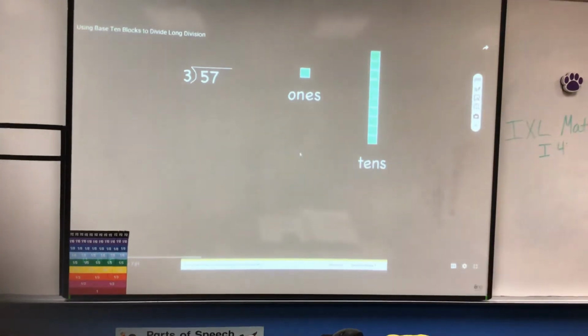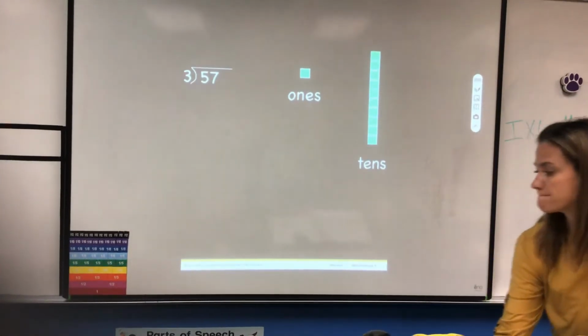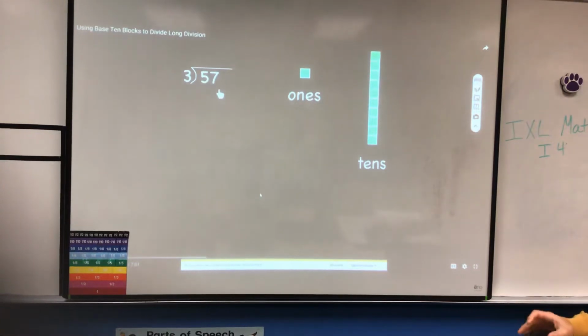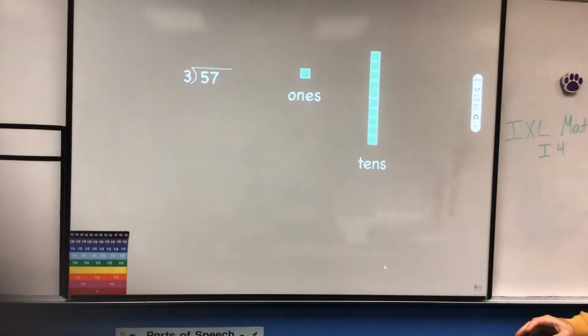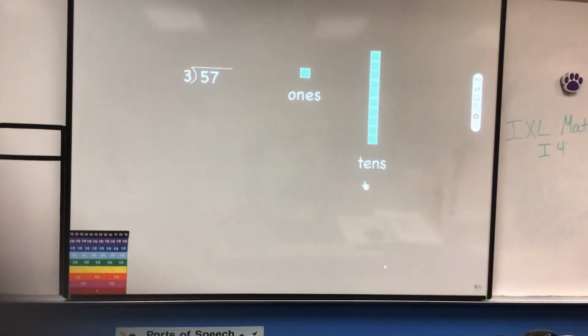Base 10 blocks to model long division. In this particular problem, we have a 2-digit number, 57. That means it has tens and it has ones. So we're going to need tens and ones blocks in order to build 57. So we're going to need 7 ones, so we'll have 7 of these ones cubes, and we'll need 5 tens, so we'll have 5 of these tens rods.